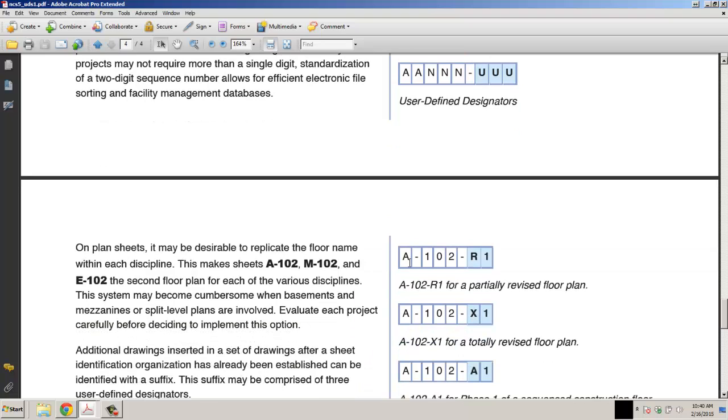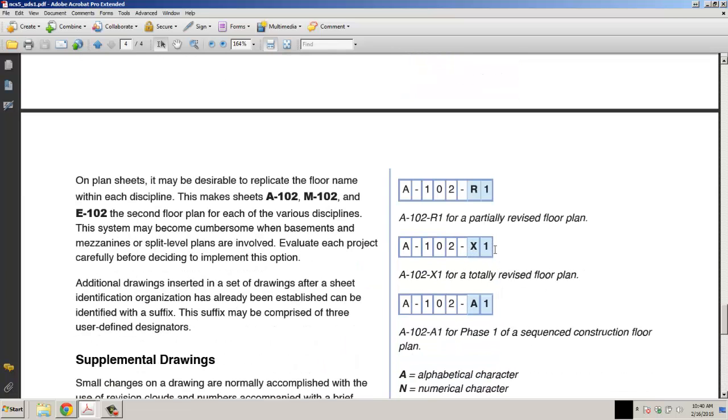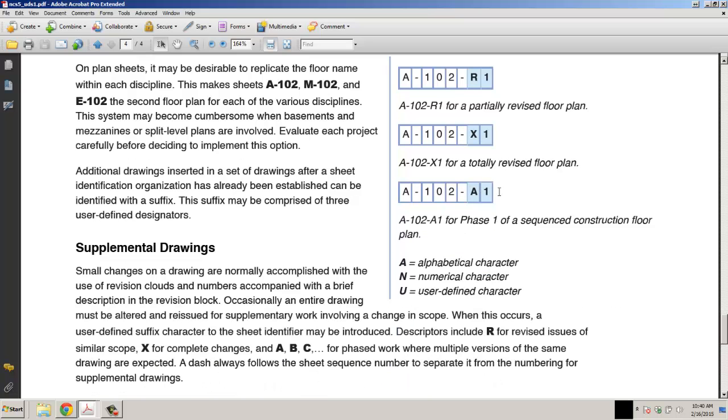Here we have an architectural drawing 102, and it has been revised. R1 indicates that the drawing has been revised, a partially revised floor plan. If it has X1, it's going to indicate that it is a totally revised floor plan. And then you may have A1, which may indicate phase 1 of a sequenced construction floor plan. So they may have multiple drawings indicating a phased or sequenced operation going on with these drawings.